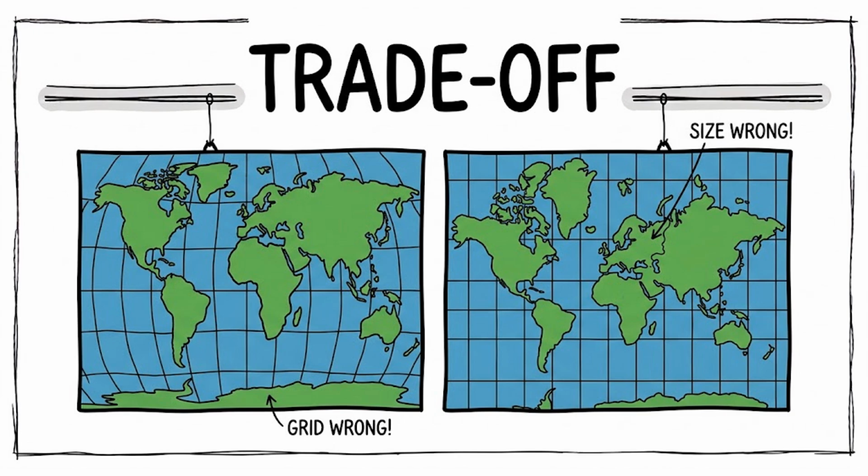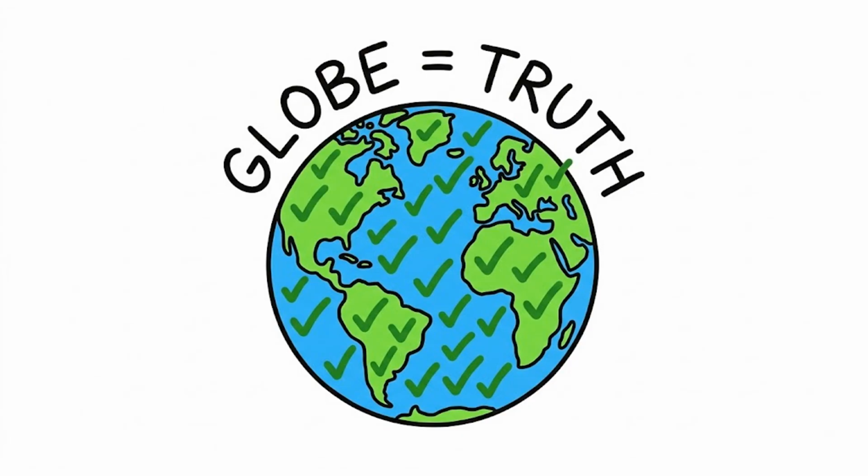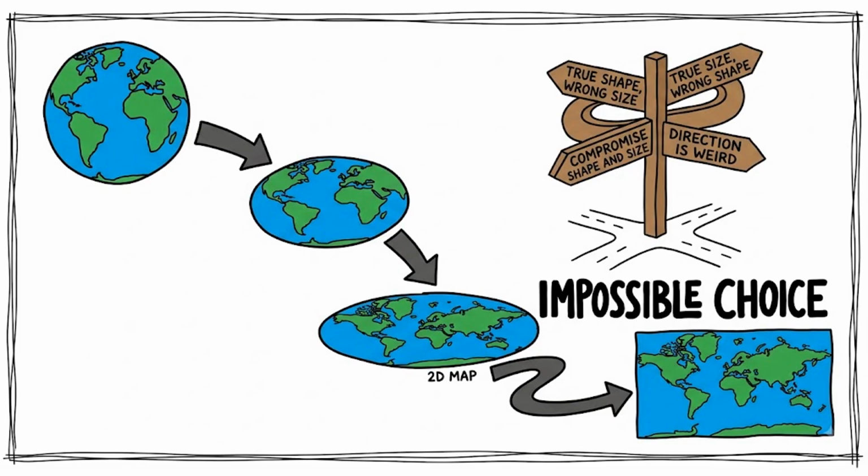Every solution trades one lie for another. You can have accurate sizes or accurate shapes or accurate directions, but never all of them at once on a flat surface. The only object that gets everything right is a globe, a sphere, the actual three-dimensional shape of the Earth. The moment you flatten it to fit on a page or a screen, you are forced back into the impossible choice, and something must be sacrificed.